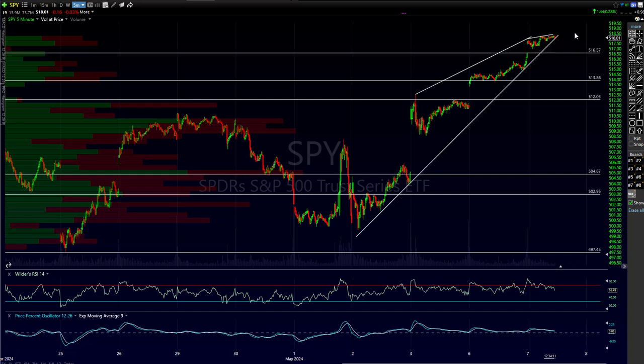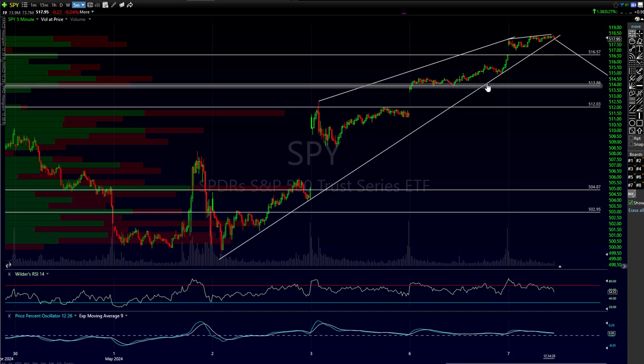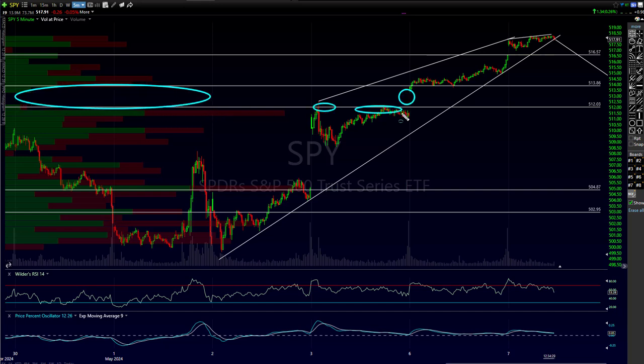And then of course you have the measured target for the wedge. You take the widest part of the wedge, which would be from here to there, and you add that to where it breaks down. And that would take, look at that, it never fails to amaze me how often it lines up with where I first put my support and resistance levels. That's a 513.86. You can also see a nice old thin zone right here, a thin zone created by this gap, plus you had reactions above. And so the way this works is that's the measured target.